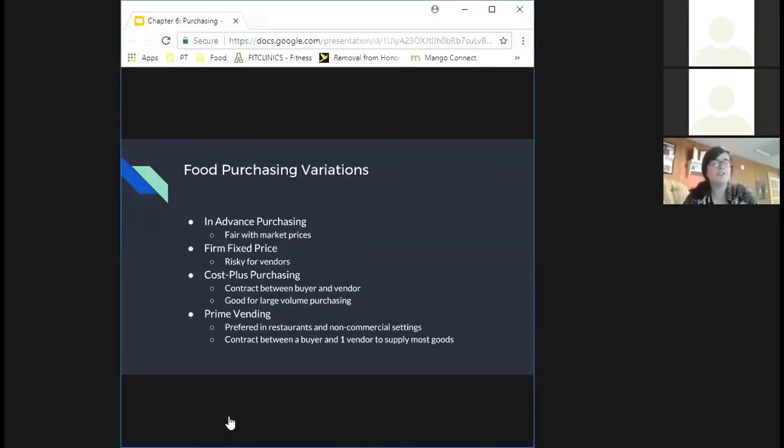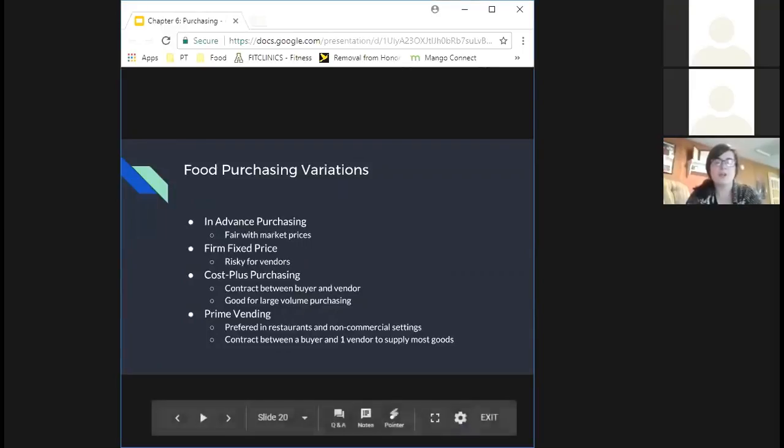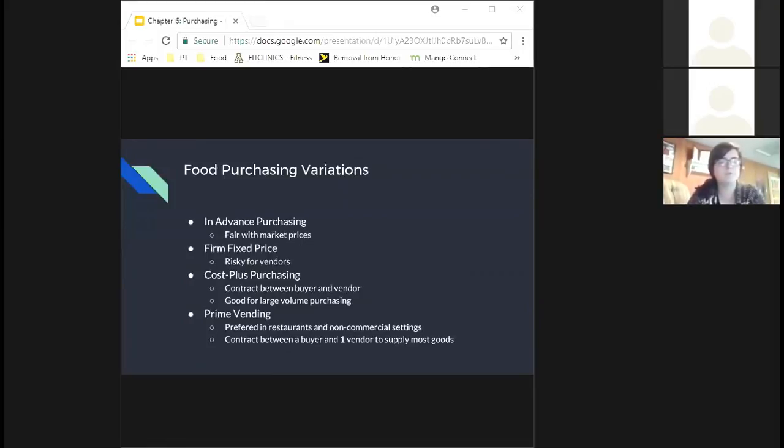Some food purchasing variations of these two types of systems include advance purchasing, which is where a contract promises to buy certain products over a specific period of time at their fair market value. There's firm fixed pricing, which promises a certain amount of goods for a set price. This is riskier for vendors because it does not account for changes in the market. So if the price of a food goes up in the market, the buyer does not pay any more to the vendor.